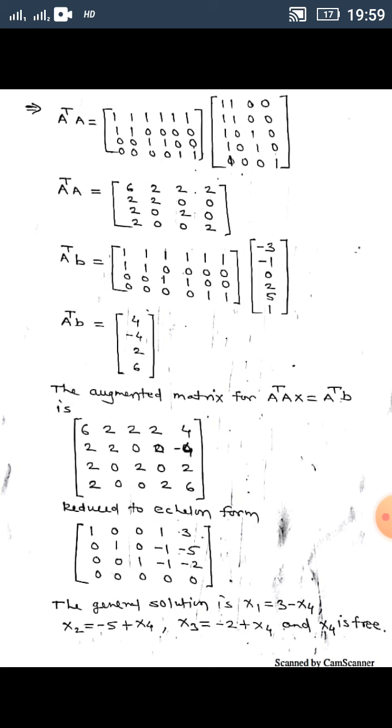Now first row to second column: 1 into 1, 1 into 1, 1 into 0, 1 into 0, 1 into 0. So 1 plus 1, that is 2. First row third column: 1 into 0, 1 into 0, 1 into 1, 1 into 1, 1 into 0. So 1 plus 1 is 2. Next, first row to the last column: 1 into 0, 1 into 0, 1 into 0, 1 into 0, 1 into 1, that is 1.